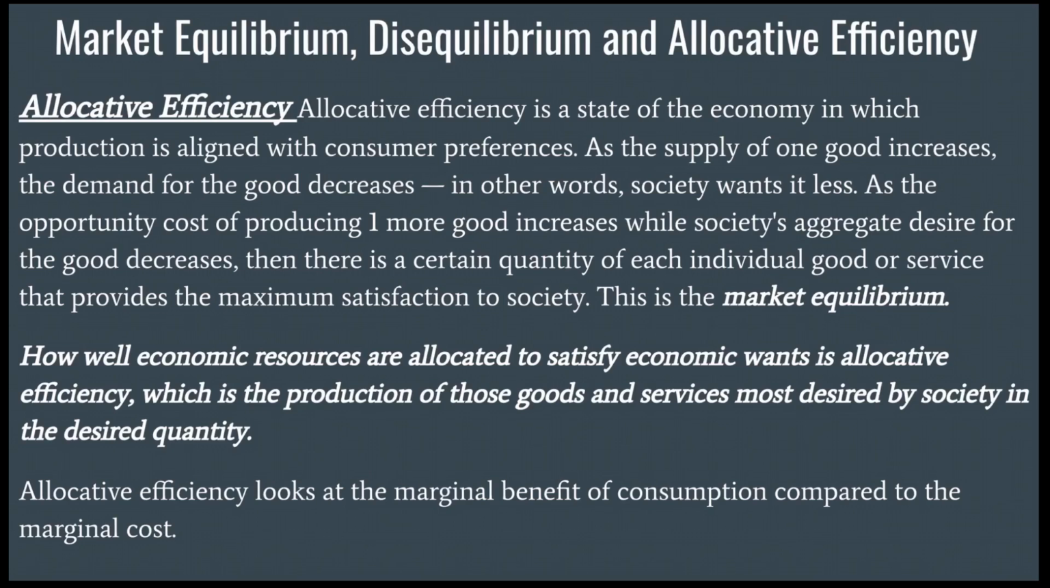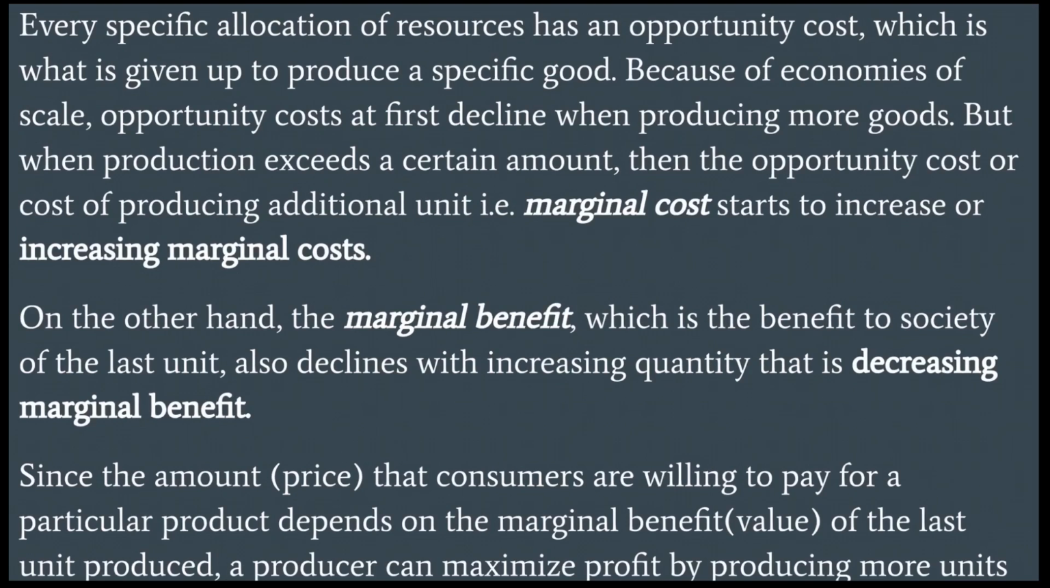How well economic resources are allocated to satisfy economic wants is allocative efficiency, which is the production of those goods and services most desired by society in the desired quantity. Allocative efficiency looks at the marginal benefit of consumption compared to the marginal cost. Every specific allocation of resources has an opportunity cost, which is what is given up to produce a specific good.